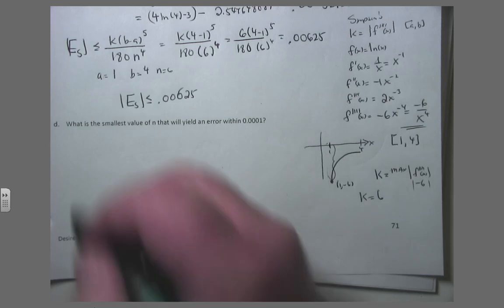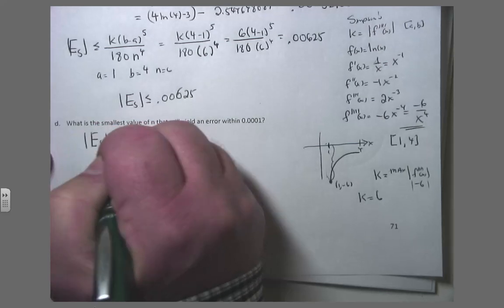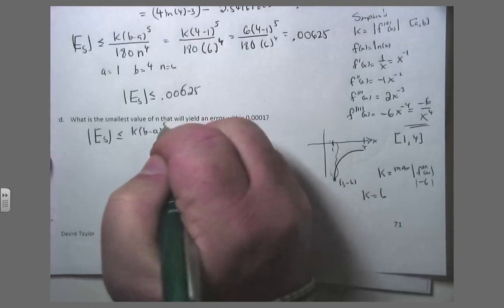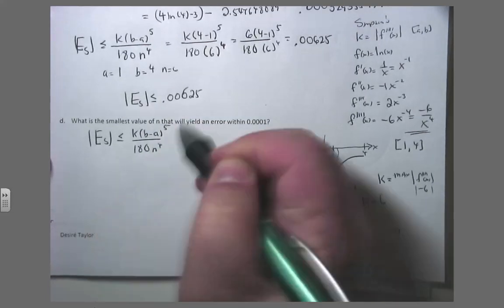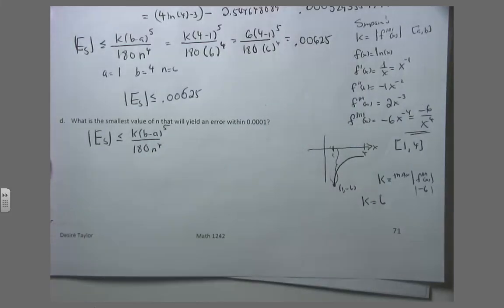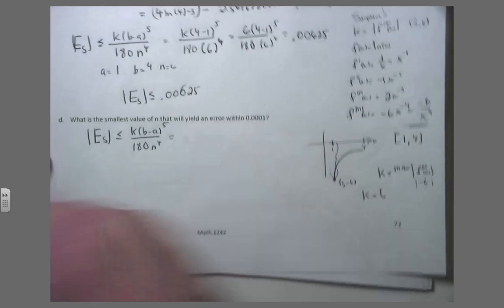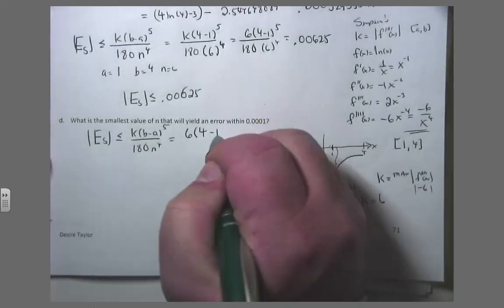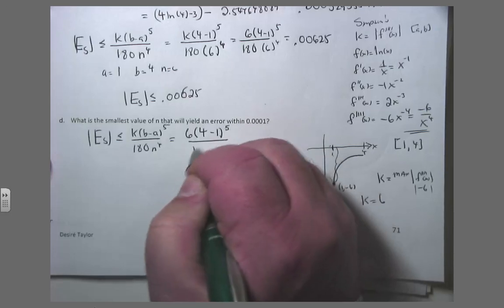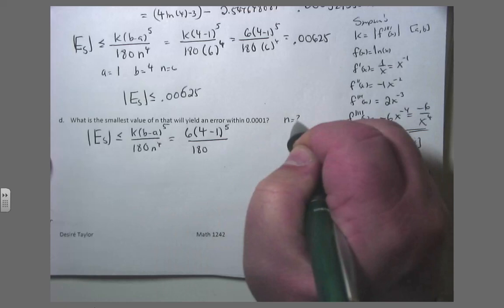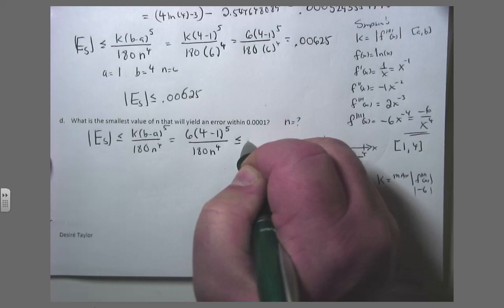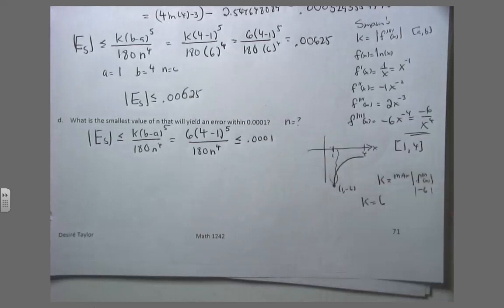So, again, my Simpson's rule error is less than or equal to k times (b minus a) to the 5th over 180 n to the 4th, because we love memorizing stuff, and that's just one of the things we got to know. What was k in this problem? 6. b was 4 minus a was 1, raised to the 5th, divided by 180. Remember, the question is, what is n? Leave it a variable, n to the 4th, and you're going to set that less than or equal to 0.0001, and solve for n.